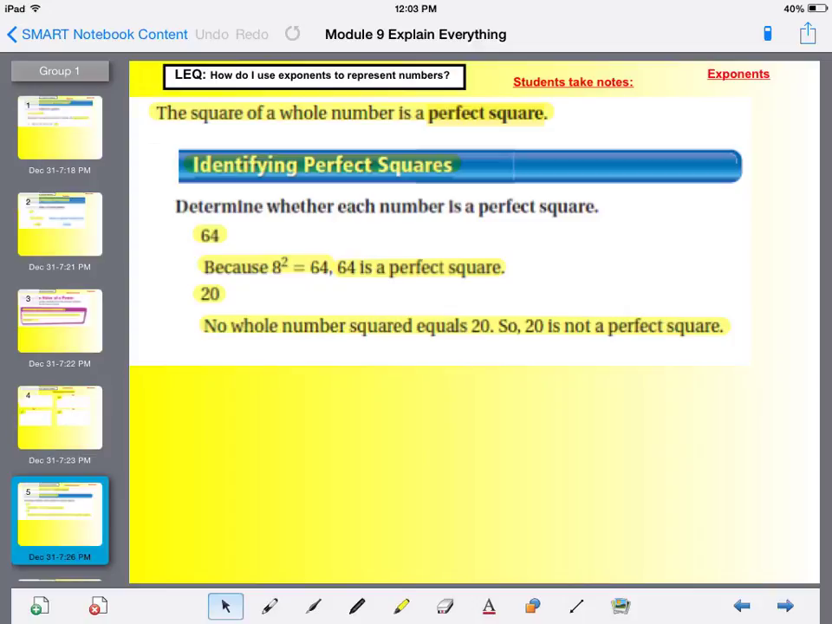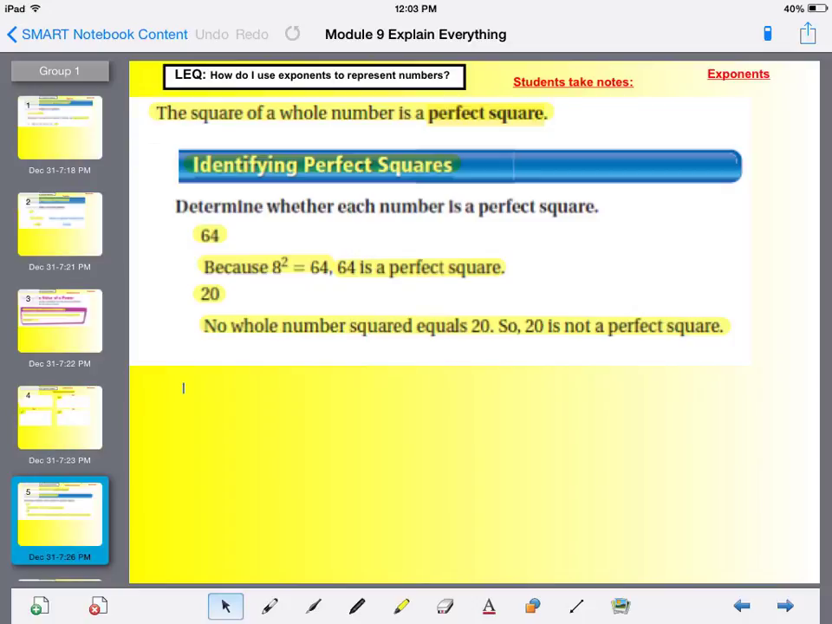When we find the square of a whole number, that makes it a perfect square. So let's talk about identifying those perfect squares. They tell us that 64 is a perfect square because if I take the base number 8 and I square it, or I multiply it by itself, I get 64. Now 20 is not a perfect square because there is no base number that I can square or multiply by itself to get 20. I'll prove it.